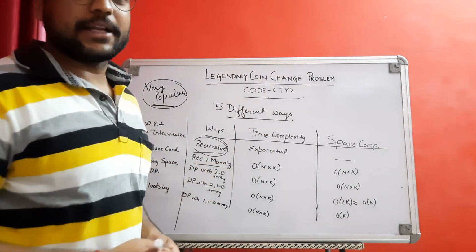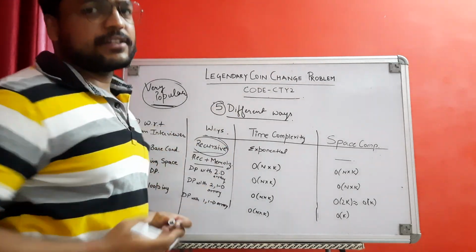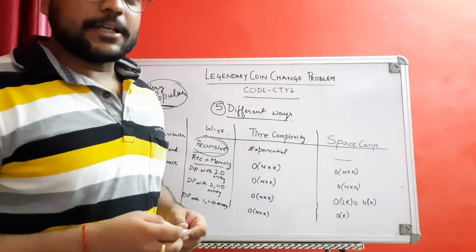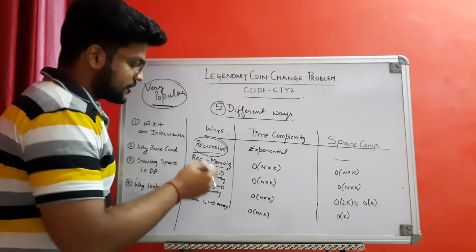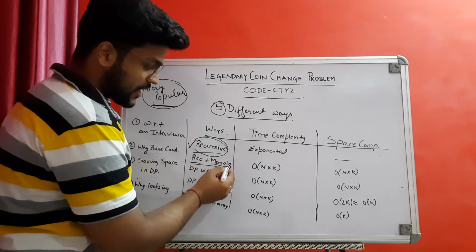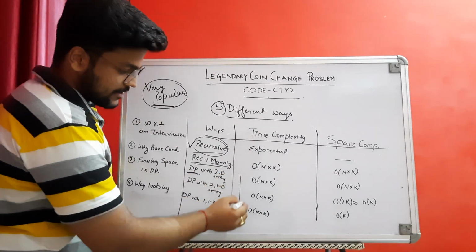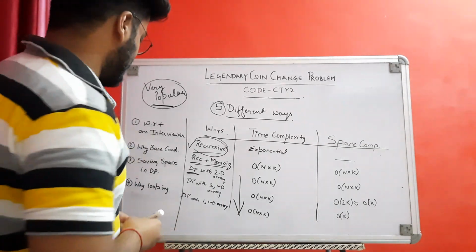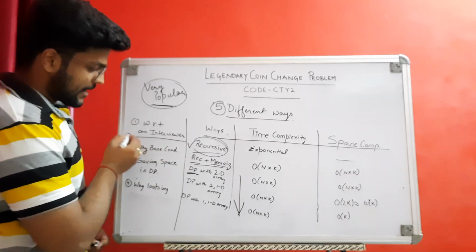I will try to explain this problem briefly in 5 different ways. All 5 different ways are very important. It will give you an idea how to use DP, dynamic programming, or a recursive solution in different problems. Firstly I will discuss the recursive solution, then recursive plus memoization, then DP, then reducing space complexity in the dynamic programming solution. I will also talk about this problem with respect to an interviewer.